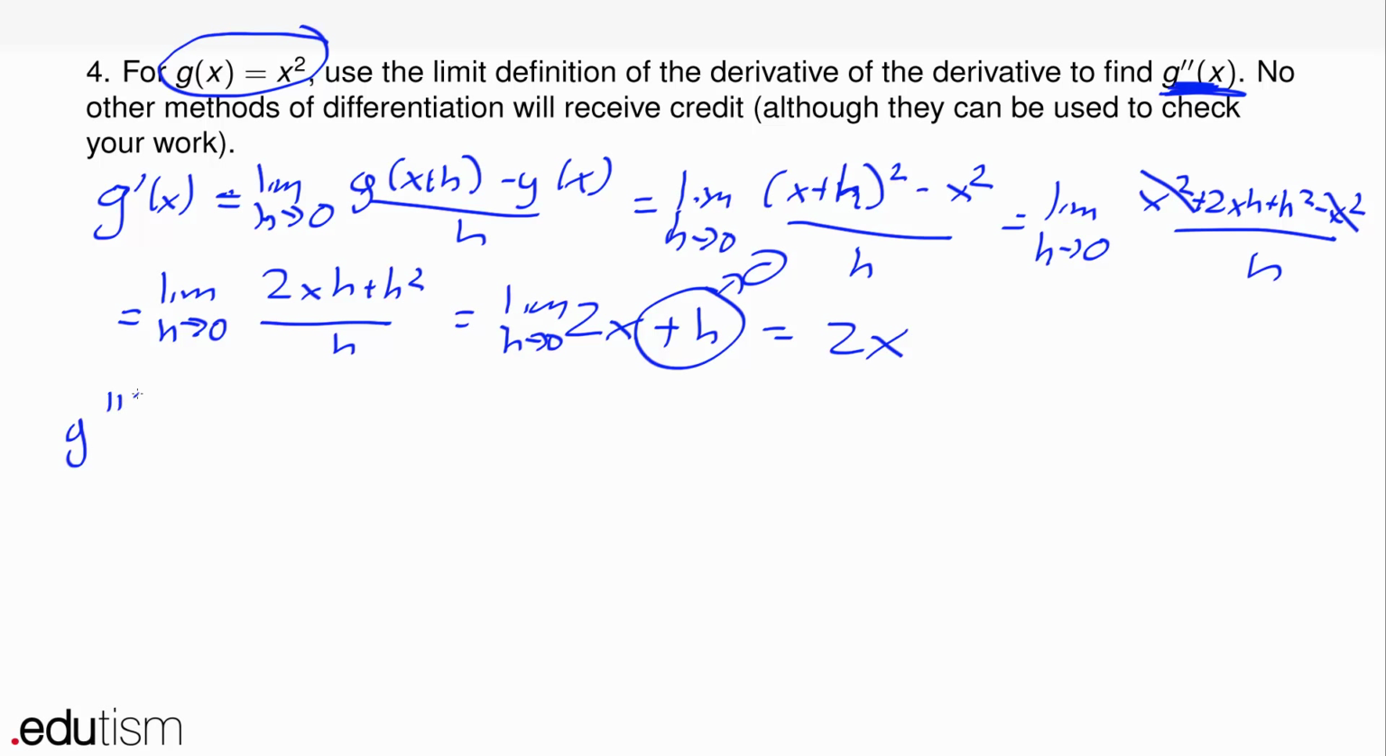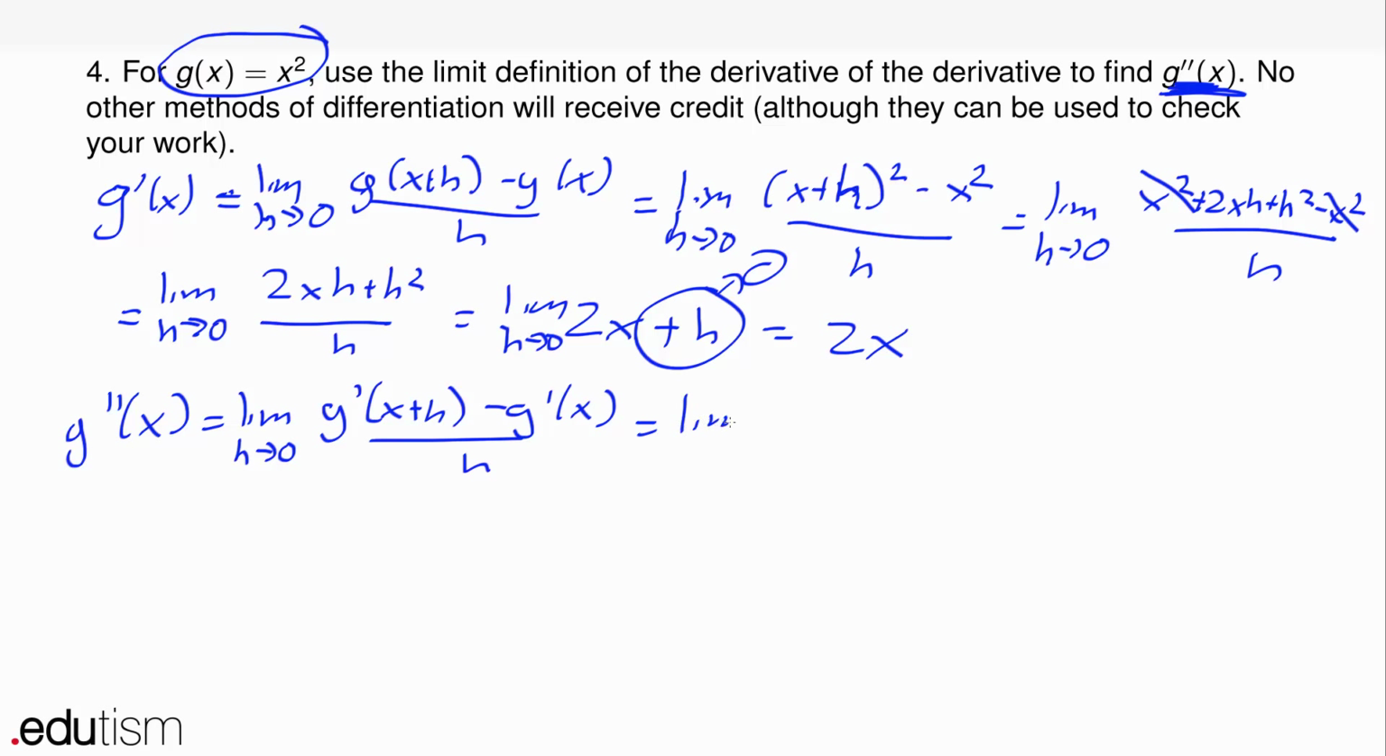Now if I want to find the second derivative, I've got to apply that same definition again. The limit as h goes to 0. But here I'm going to apply it to the first derivative. I'm going to take g prime of x plus h minus g prime of x over h. So I'm going to have the limit as h goes to 0. g prime of x plus h is going to be 2 times x plus h. g prime of x is going to be 2x. Then I've got to divide by h.